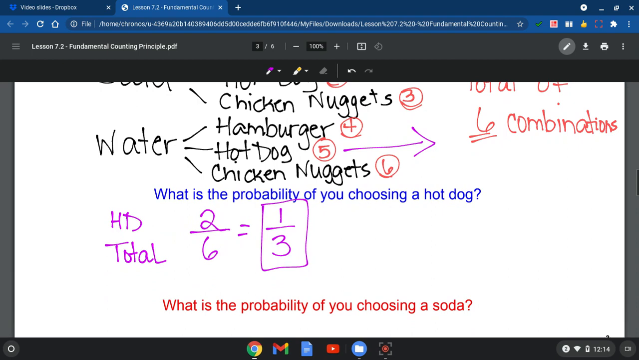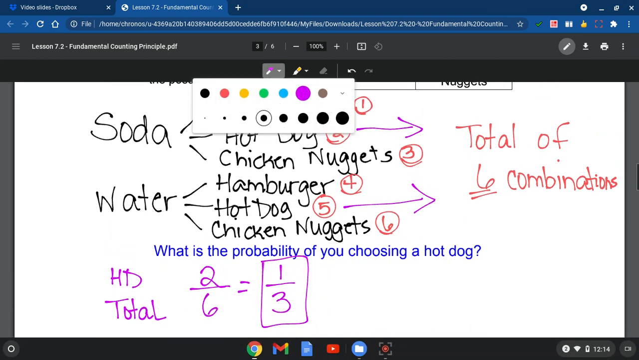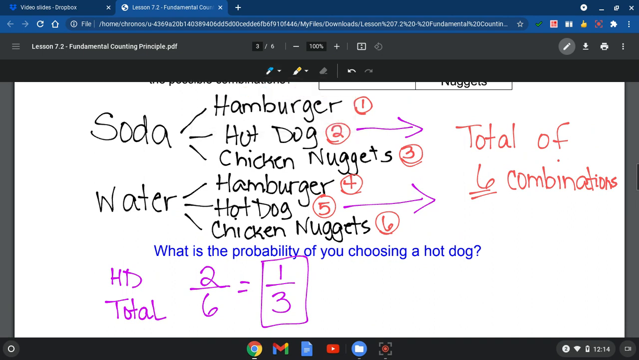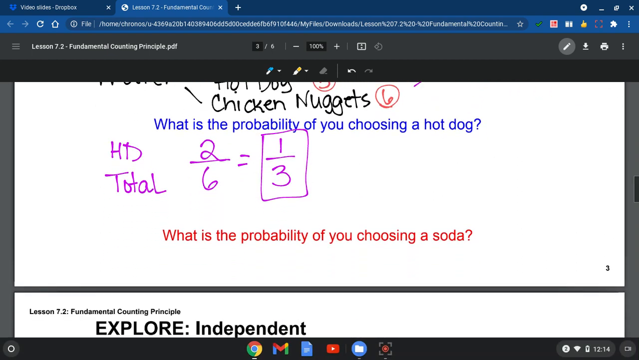Moving on, what is the probability of you choosing a soda? Well, if we're looking at this tree diagram, again, we can have soda with the hamburger, soda with hot dog, soda with chicken nuggets, giving us a probability of 3 choices out of the total of 6 choices, or 1/2.